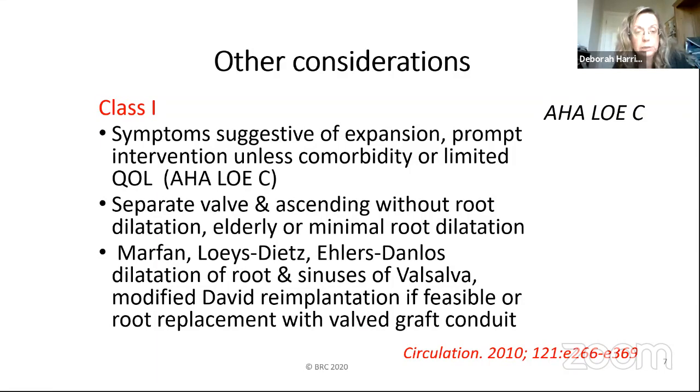Patients who have symptomatic aneurysms, so in other words, symptoms suggestive of expansion such as pain, should undergo prompt intervention, whatever their aneurysm size. Patients who have minimal root dilatation but have an ascending aortic aneurysm should undergo separate valve and ascending aortic replacement. And this would especially be true in perhaps elderly patients, as we know that reimplantation of the coronaries does carry some extra risk. Patients who have dilated roots and dilated sinuses of Valsalva, especially those with an aortopathy, such as Marfan's or Loeys-Dietz, should undergo modified David reimplantation if feasible, or a root replacement with a valve graft conduit.